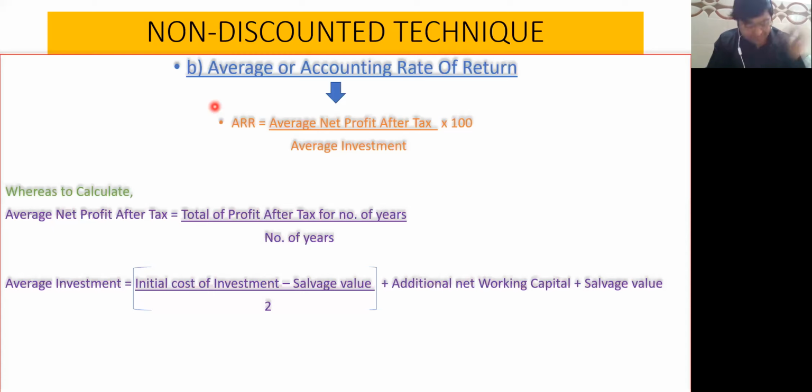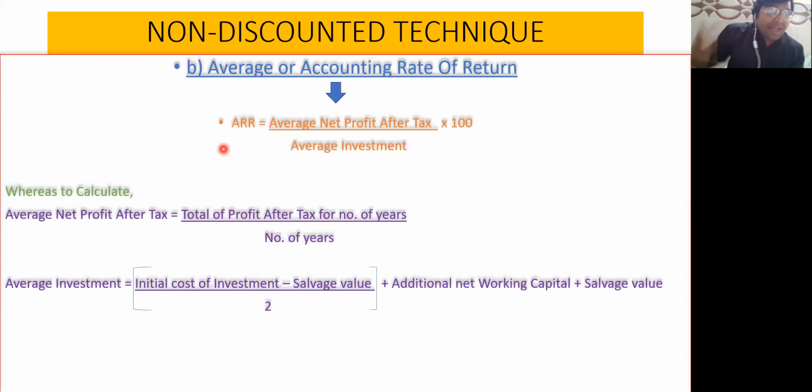Okay, simple. ARR is equal to average net profit after tax divided by average investment, into 100. Everybody say it with me: ARR is equal to what? Average net profit after tax divided by average investment, into 100. The average net profit after tax is a simple formula. The main thing, average investment, you have to remember.